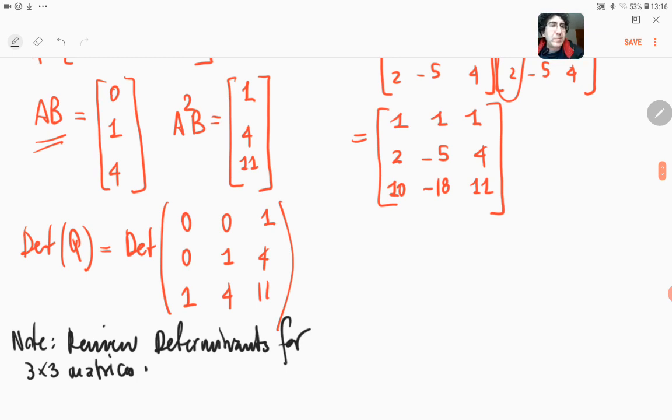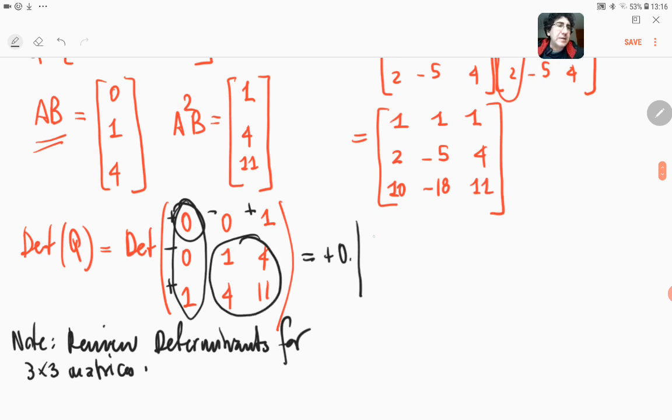Okay, so remember that you can do this by selecting a row or a column. Usually you select the one that's going to make it easier. You label signs in a checkerboard pattern. Over here this is going to be equal to plus 0 times the determinant of this submatrix. When you select this entry, you need to calculate this sub-entry, but since it's multiplied with 0, we will not need to do that.